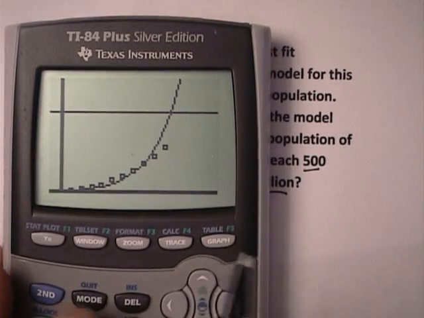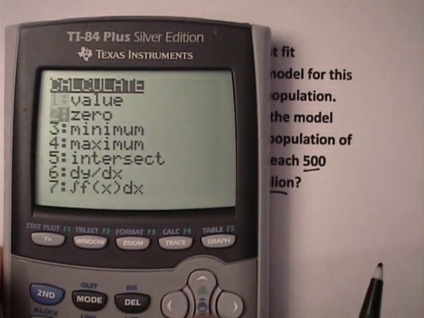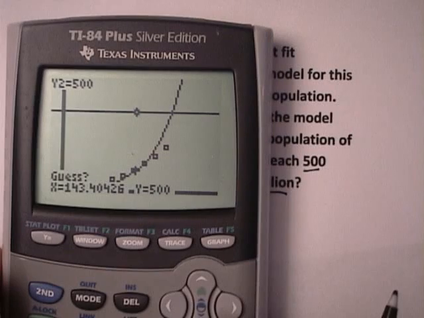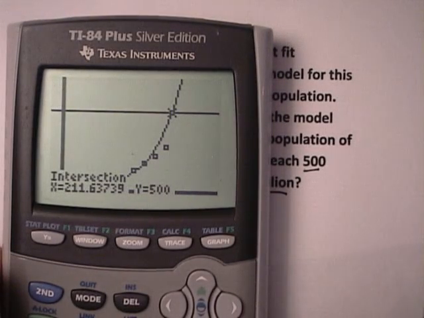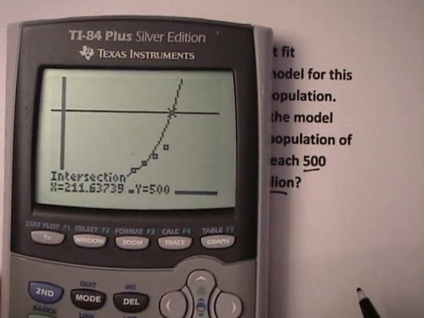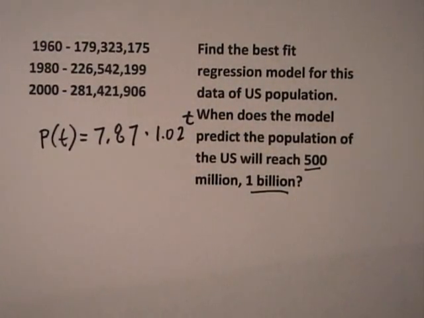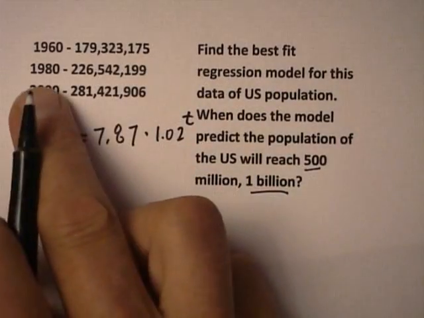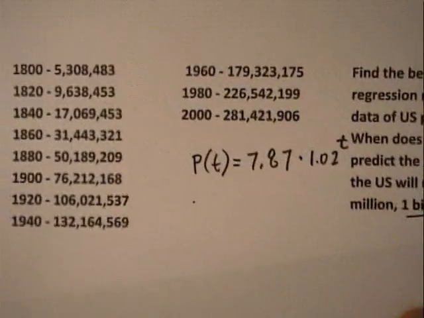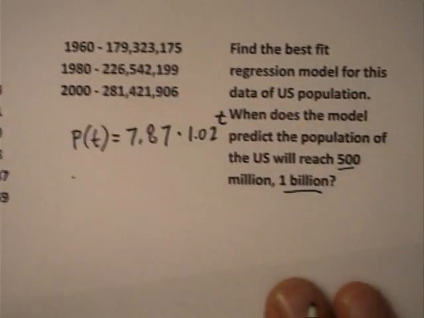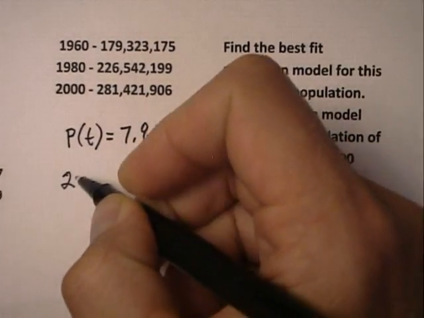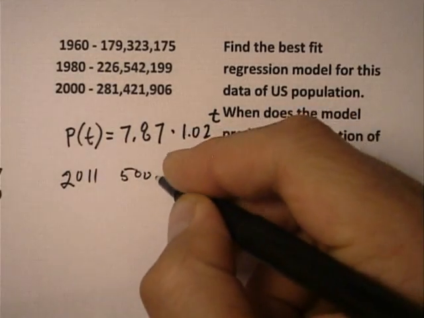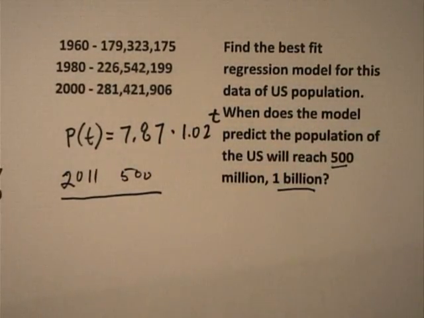Okay, so there's my intersection. All I do is second calc, intersection, and this is really easy. Enter, enter for the second curve, enter for the guess, and there, it just jumped on it. So it looks like 211. 211, what would that be? 200 is the year 2000, since we started in 1800, right? We started in 1800. So 211 is the year 2011, we would be up to 500 million.